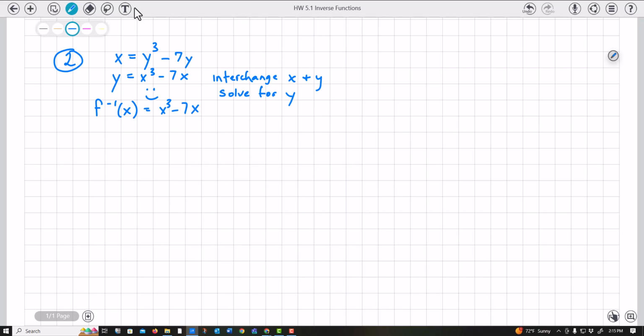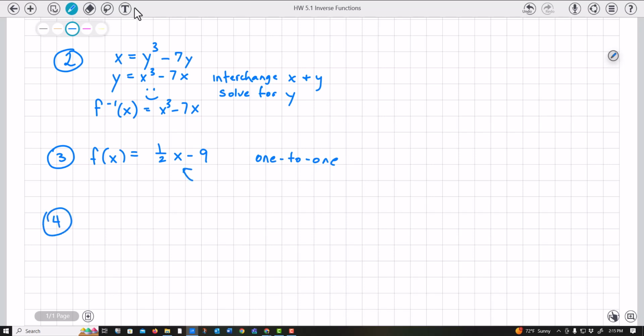If I want to look at is a function one-to-one, and what that means is for any x that you plug in, you can only get one y. And this is definitely one-to-one because no matter what x I plug in, I would get a unique y.